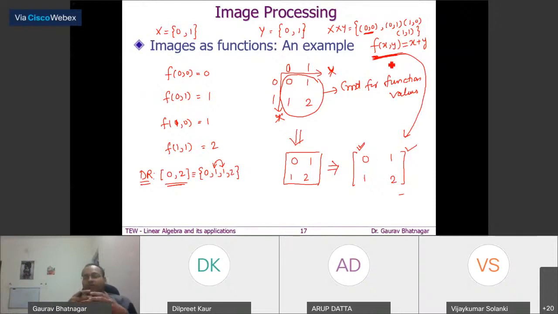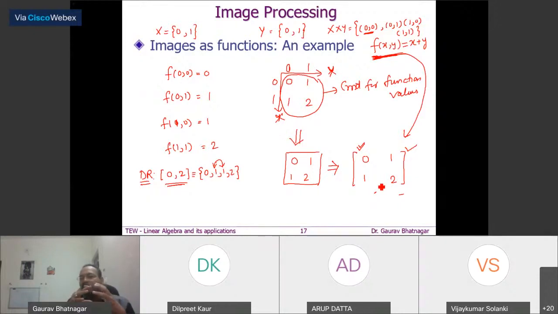So most of the time it is going to be an ill-posed problem, and hence you are not going to get a unique answer to it. But you just try to find the approximate function f of x, y which is associated with a particular image.